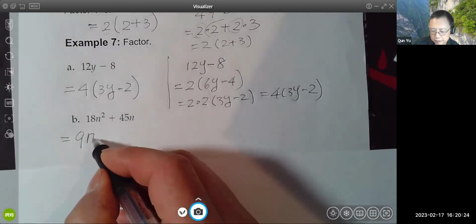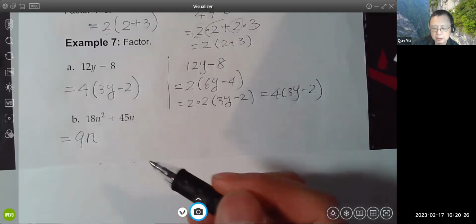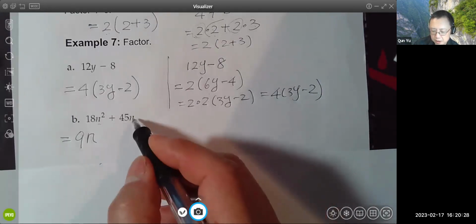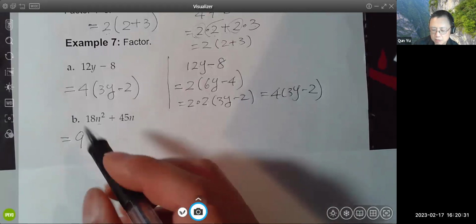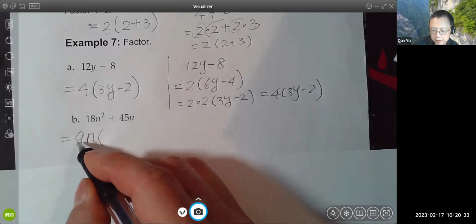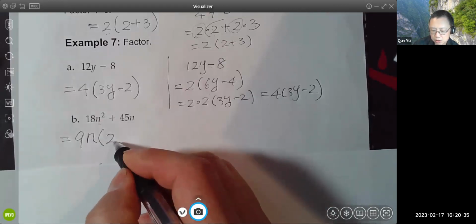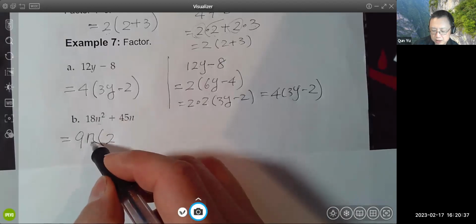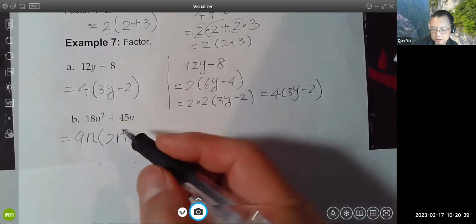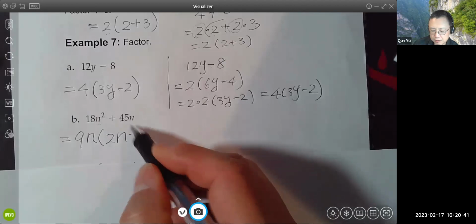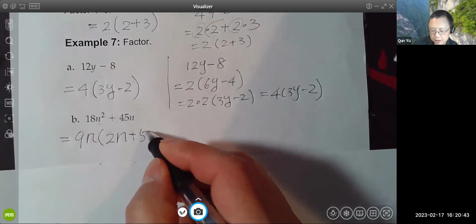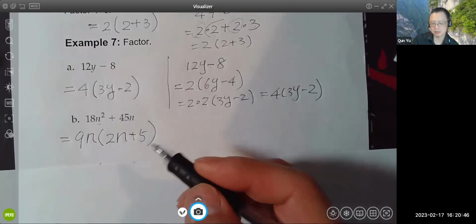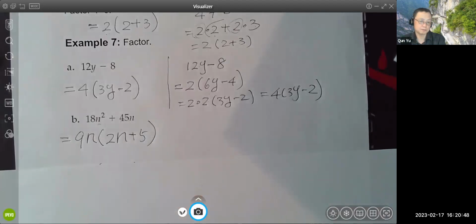And n is a common factor for these two variable parts, right? So only this exponent is a common one. 18 divided by 9, that is 2. N squared divided by n cancelled, you have one n left. 45 divided by 9 is 5. N divided by n cancelled. So that's our final answer.